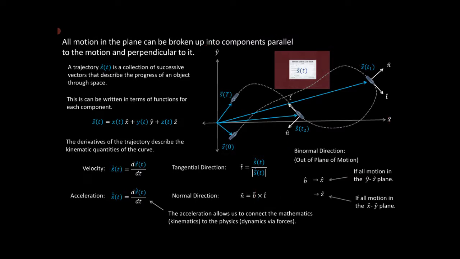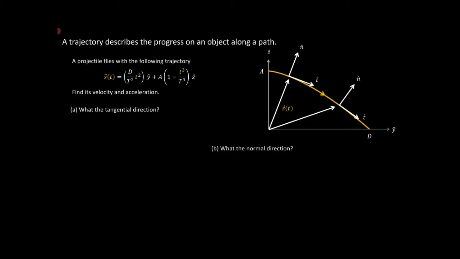Okay, so let's see. Here's a rule. It's out of the plane of the motion. That means if we're in the XY plane, it'll be Z. If we're in the YZ plane, it will be X. And we won't deal with an XZ plane. We'll only deal with XY and YZ because those are both right-handed, I guess.